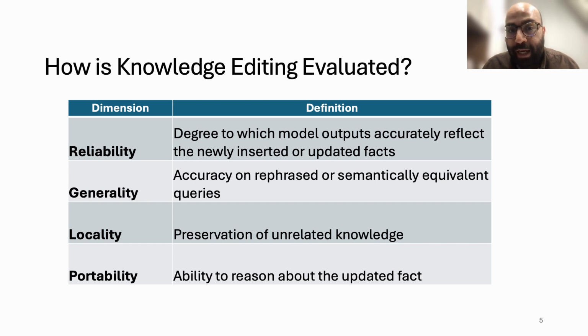Generality, which measures the extent to which the model maintains correct responses when queried with paraphrased or semantically equivalent forms of the edited fact. Locality measures the extent to which we preserve unrelated information which should not be affected by the edits, and portability measures the ability to reason about the updated facts. In monolingual settings, these metrics are evaluated on one language, while in multilingual settings they generalize to multiple languages.